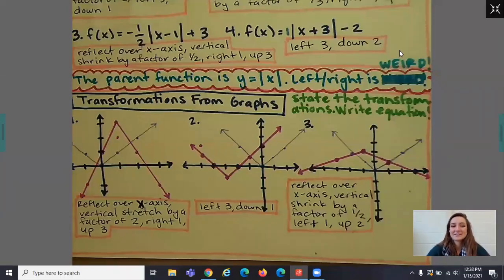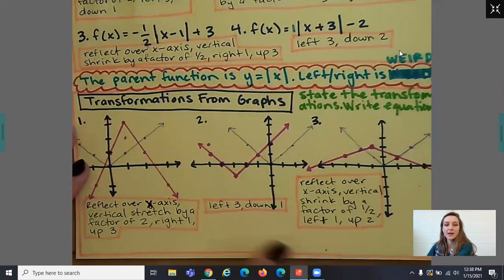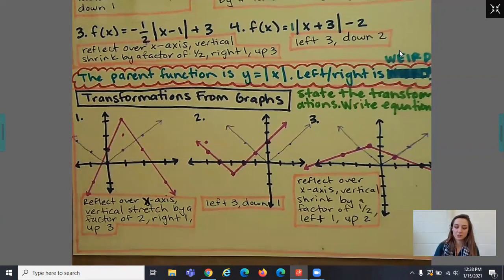Hello, everyone. In this video, we're going to write the equations of these graphs, and we're going to check our transformations after we do that. So the very first thing that we're going to look at is problem number 1, and we're going to attempt to write the equation for this.